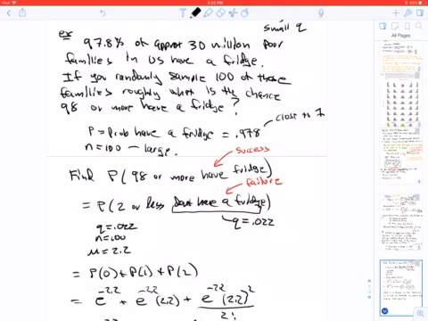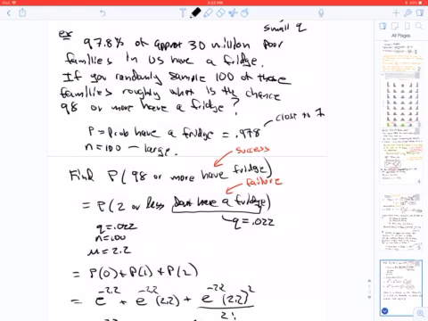So here's an example. 97.8% of approximately 3 million families in the U.S. have a fridge. If you randomly sample 100 of those families, roughly what's the chance that 98 or more have a fridge? So P is the probability that you have a fridge, 0.978, N equals 100, that's large. Now, P is close to 1, so what we're going to do instead is look at the number of failures.